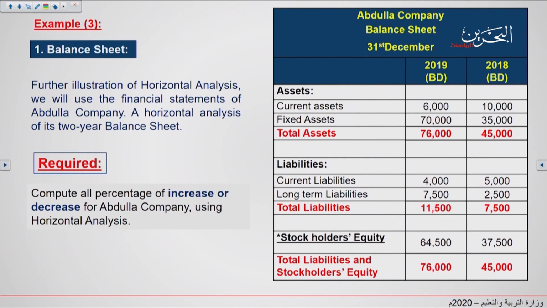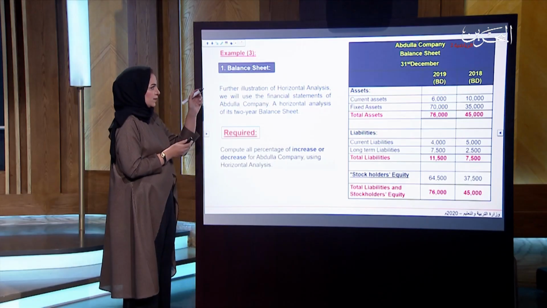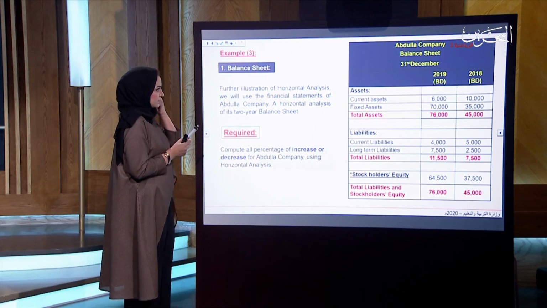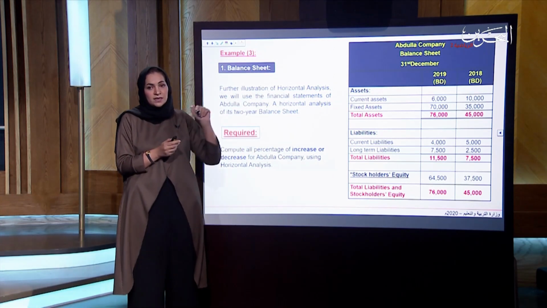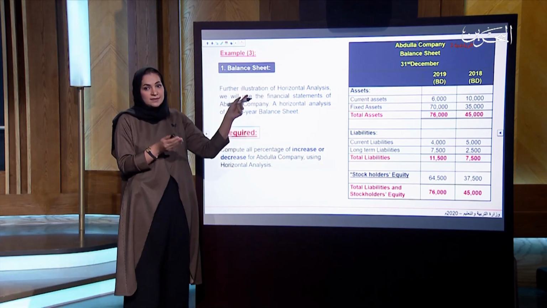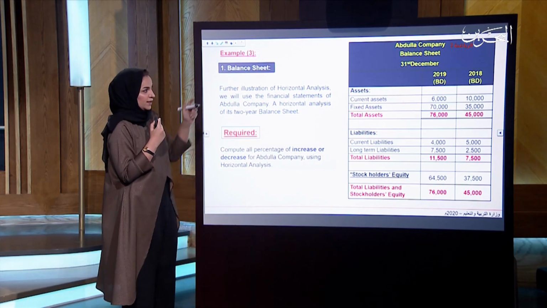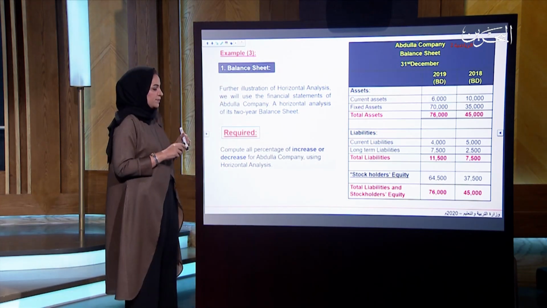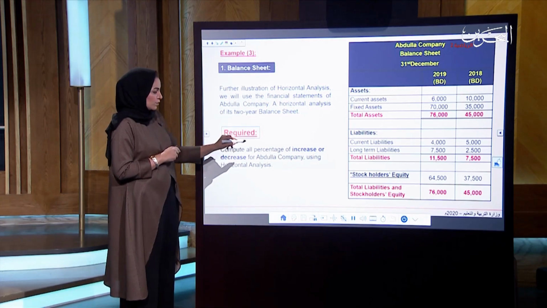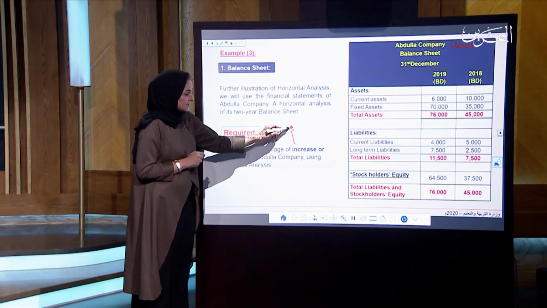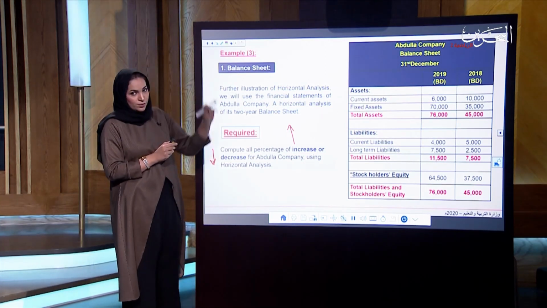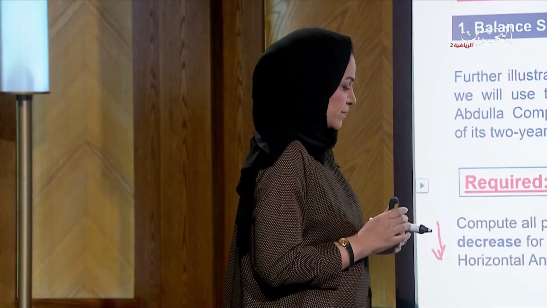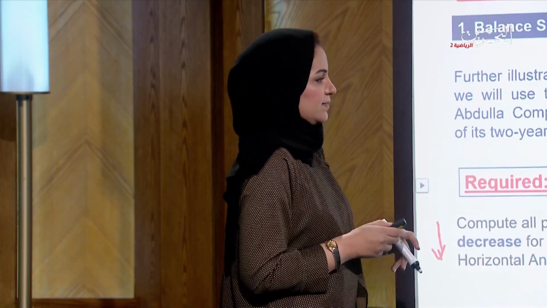Example 3. Now we will apply the second formula for the balance sheet. We have balance sheets for two periods, 2018 and 2019. 2018 is the base period, and 2019 is the current period. Required: compute all percentage of increase or decrease. Increase or decrease means the second formula. What does the second formula say?